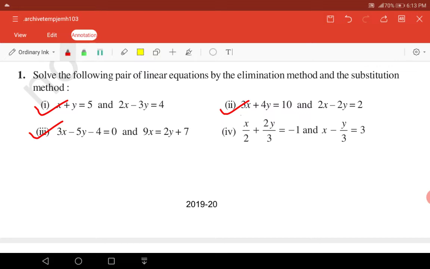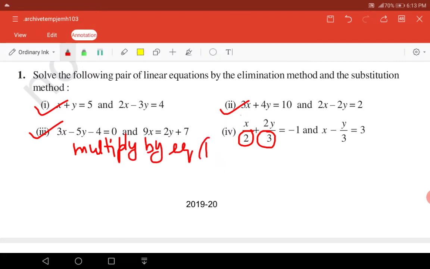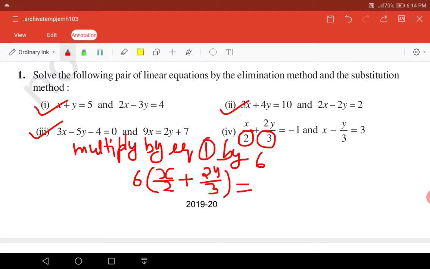If you can see, in the fourth part you have 2 and 3 in the denominator. तो सबसे पहले हम इसको सिंप्लीफाई करेंगे, पूरे इक्वेशन को किससे मल्टीप्लाई करेंगे? LCM of 2 and 3. LCM of 2 and 3 is 6, so we will multiply the whole equation 1 by 6. Once we multiply by 6, we get 6 into x by 2 plus 2y by 3 is equal to 6 into minus 1. And for the first equation, we get 3x plus 4y is equal to minus 6.